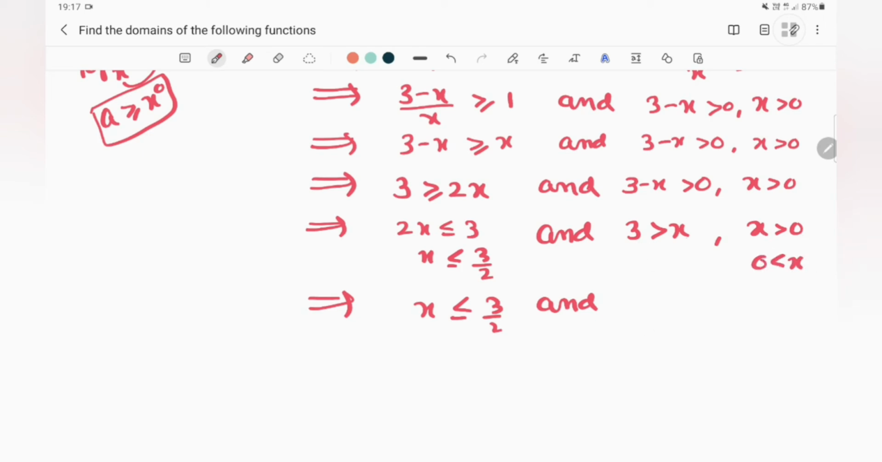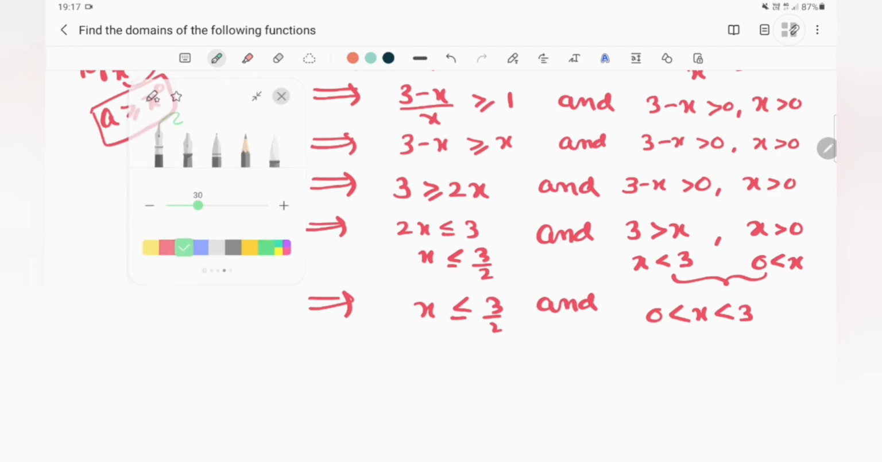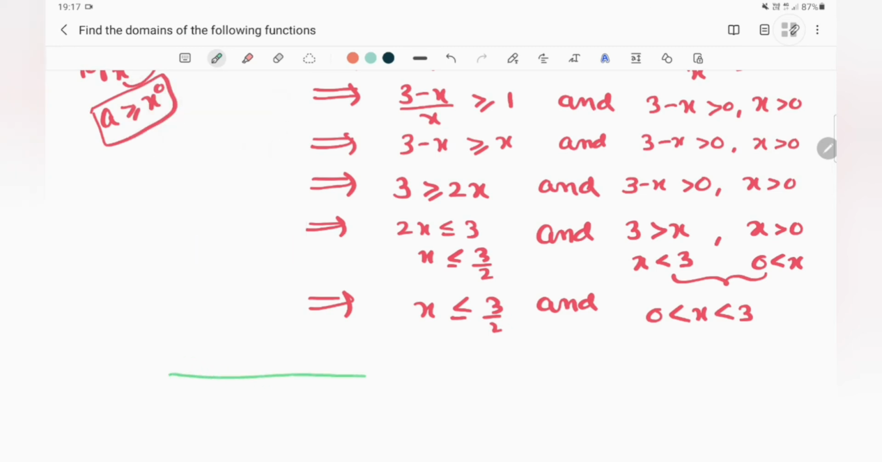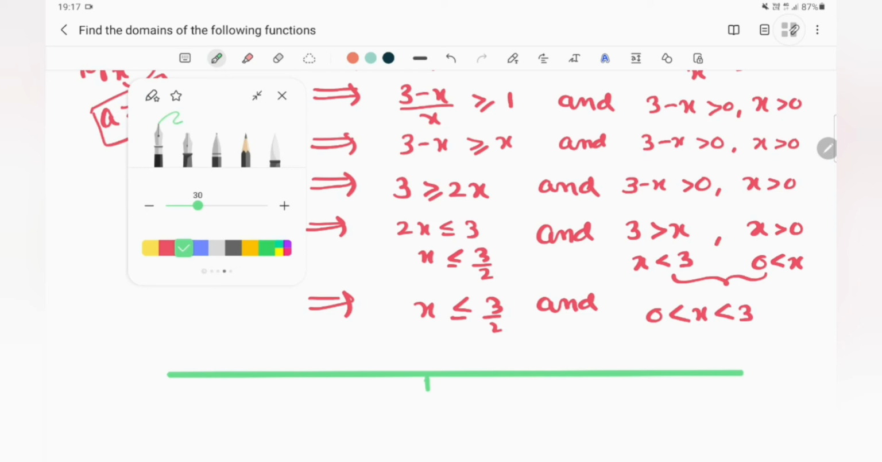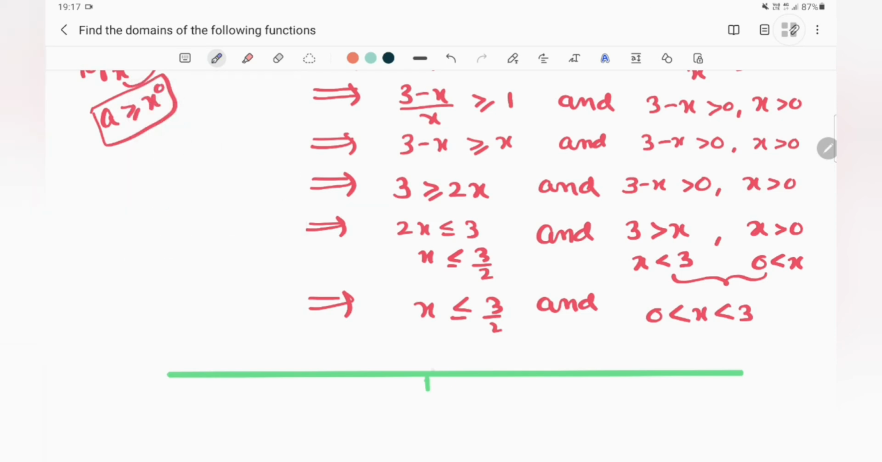And here 3 is greater than x means x is less than 3 we can write. From these two conclusions, 0 is less than x is less than 3 we can write. So this information you have to put on the real number line, you will get the required answer. So this is the real number line, this is 0, we'll plot the values. So this is 0, here 3, it is 3, it is 3 by 2, this is minus infinity, this is plus infinity.